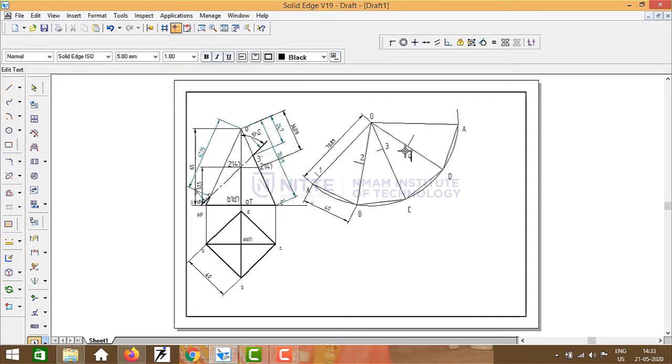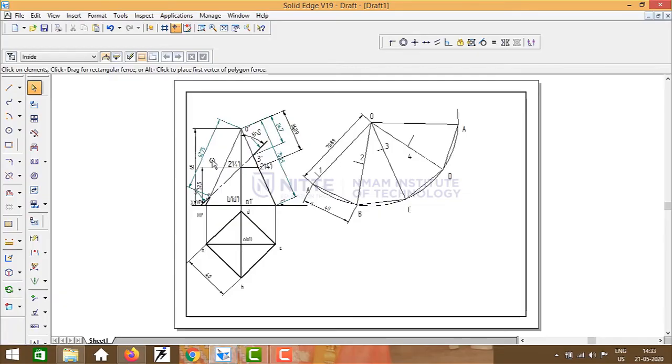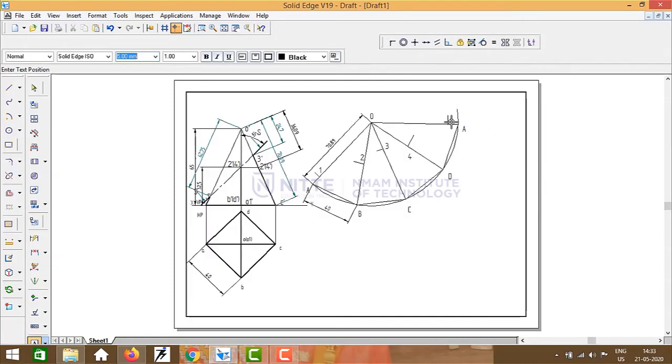Next, on OA, we already have the O to 1 distance, that's 62.75. So repeat the procedure. From O, give the radius 62.75 millimeter and cut it on OA, which is nothing but the point number 1 here.